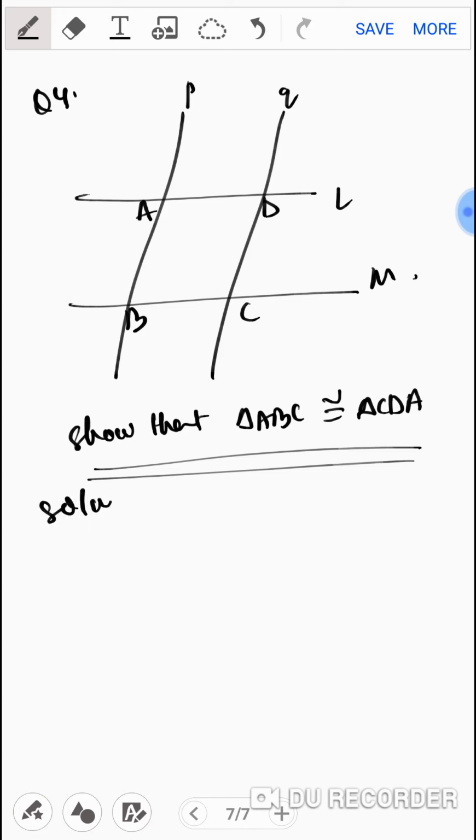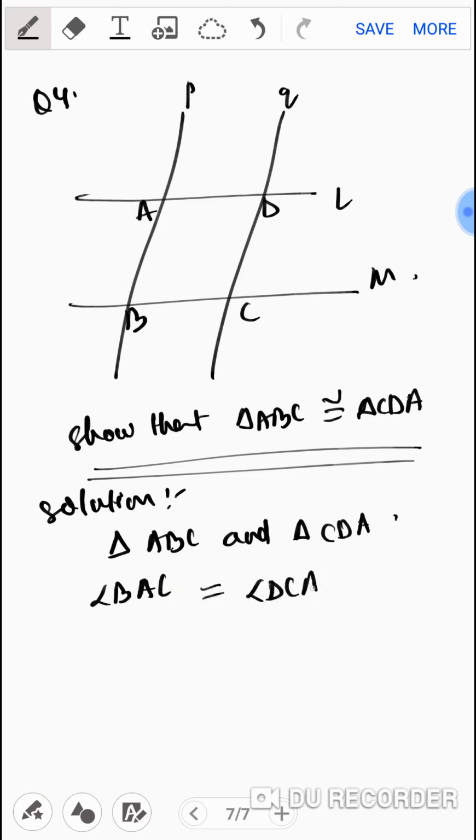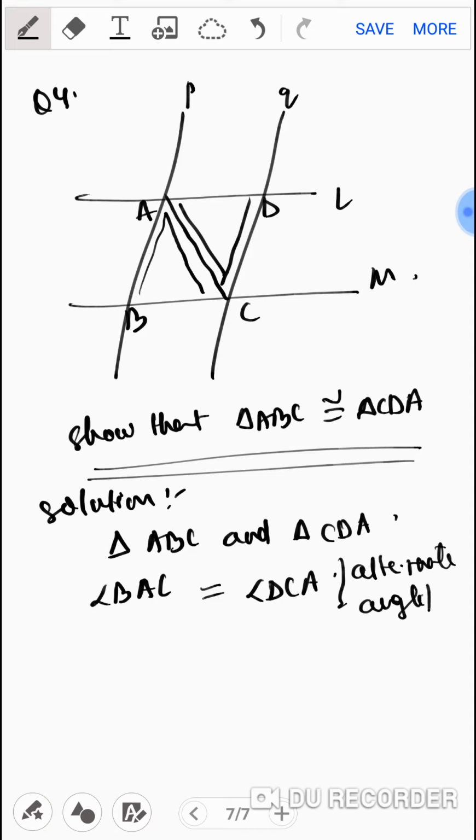Shall we start with the solution? Yes. Look at triangle ABC and triangle CDA. Can we take angle BAC is equal to angle DCA? I'll join this part. Yes. BAC is equal to DCA. Why? Alternate angles. Correct. Next is, what another reason? Can I take AC common in both? Yes. So you will write common side.